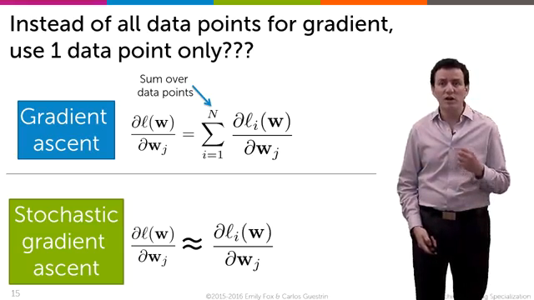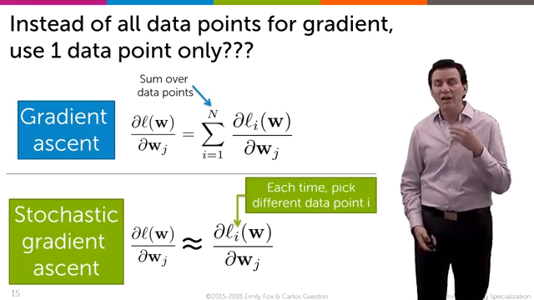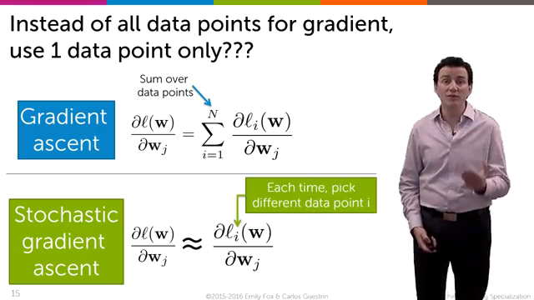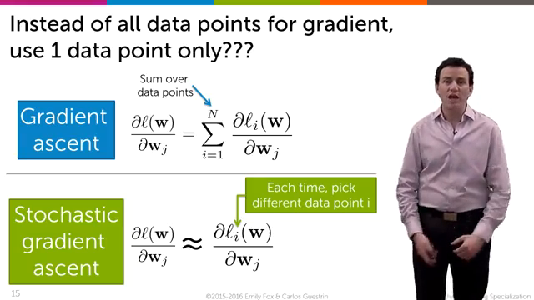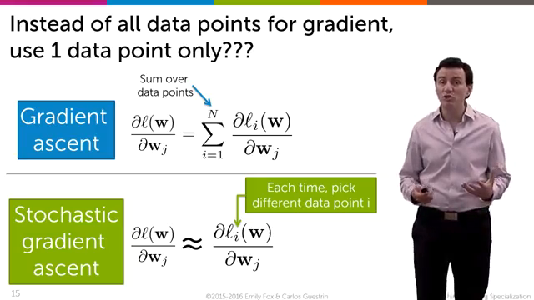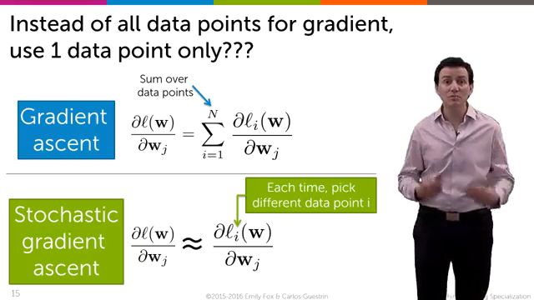And then instead of using just a single data point every time we do an update, we're going to use a different data point. So we're just going to use one to estimate the gradient, but we use a different one every time. And this simple change, as we'll see, is extremely powerful.